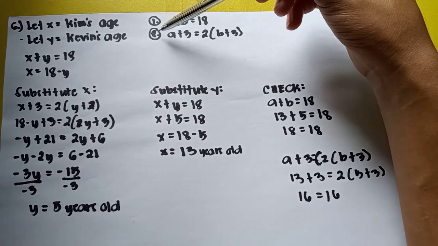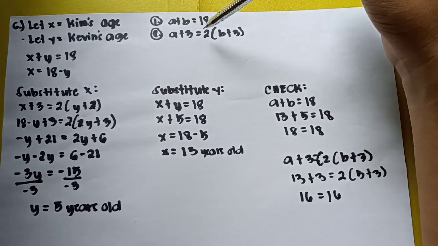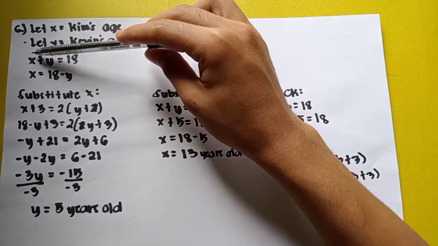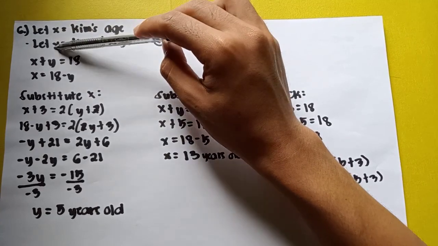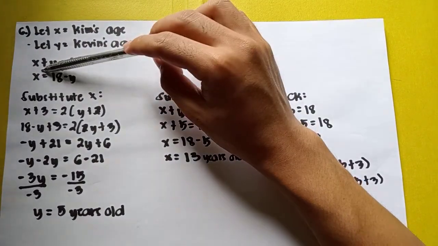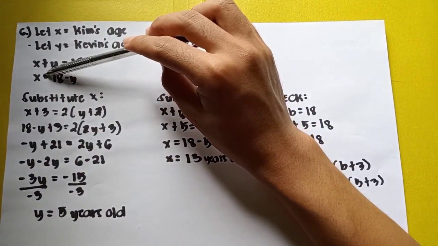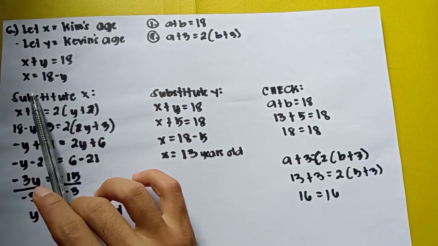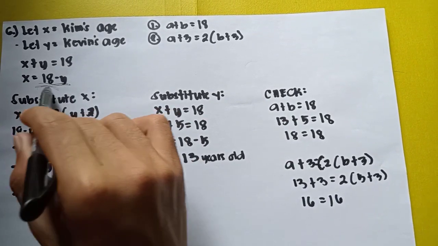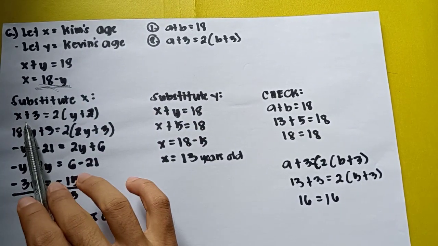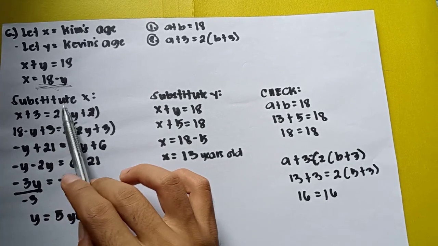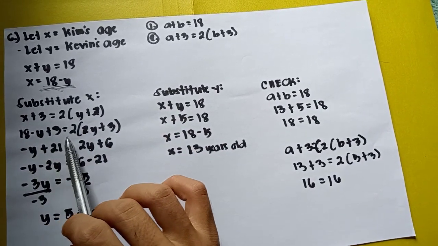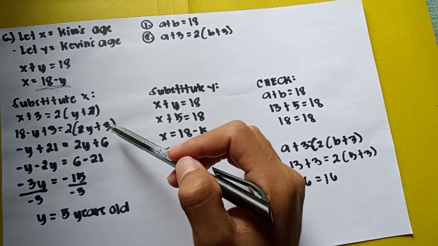And then formula number 2, A plus 3 equals 2 times B plus 3. So if you add X plus Y, it will be 18. X equals 18 minus Y. So let's substitute the value of X, which is 18 minus Y, in the equation. X plus 3 equals 2 times Y plus 3. 18 minus Y plus 3 equals 2 times Y plus 3.